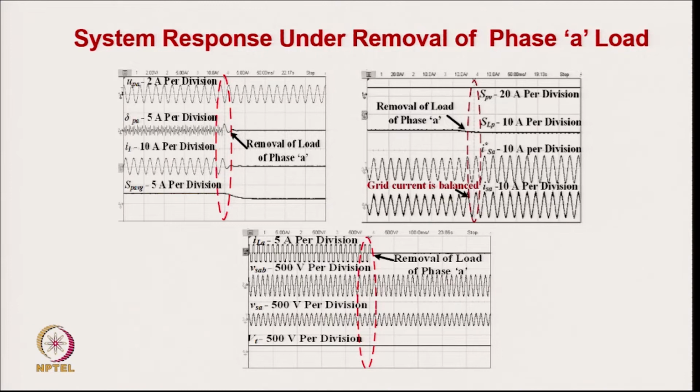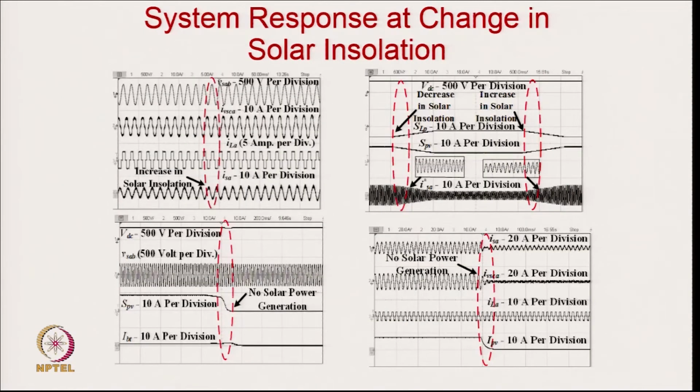Here the dynamics correspond to the removal of one phase of the load, and how all the internal signals are changing, but the grid current remains balanced and sinusoidal. The reference grid current as well as the actual grid current remain sinusoidal and balanced. Then there is a change in the solar insolation level. If the solar insolation changes, you can see clearly that the grid current is not affected, because the battery takes care of the intermittency of the solar in both cases. Even when there is no solar generation, we are still able to feed the load without any disturbance.